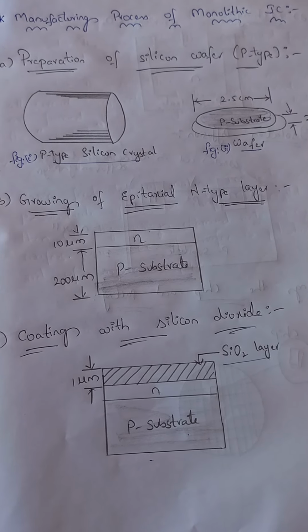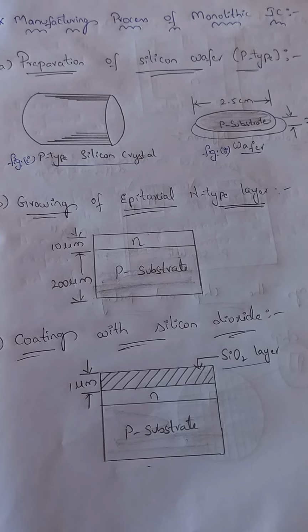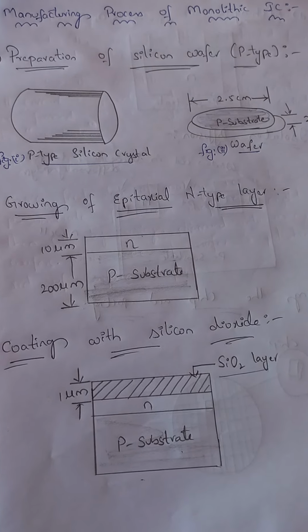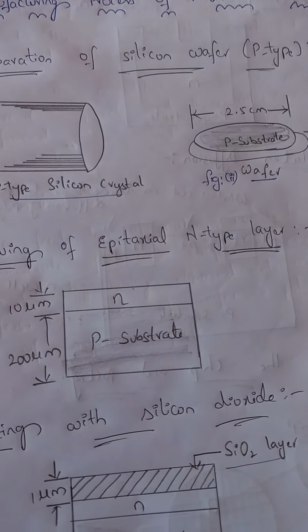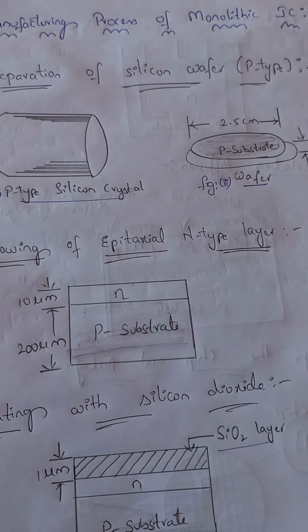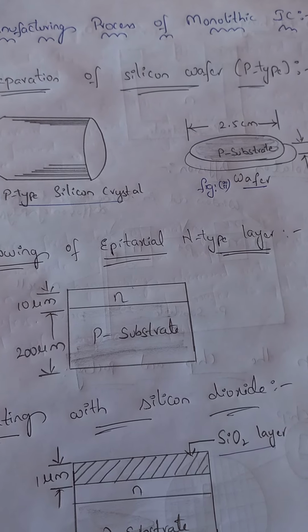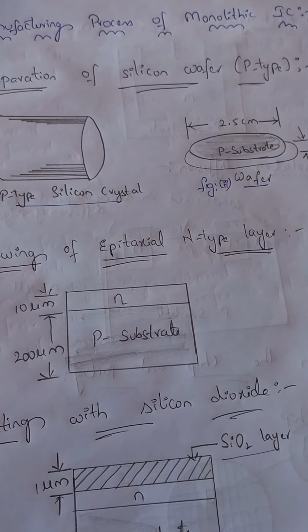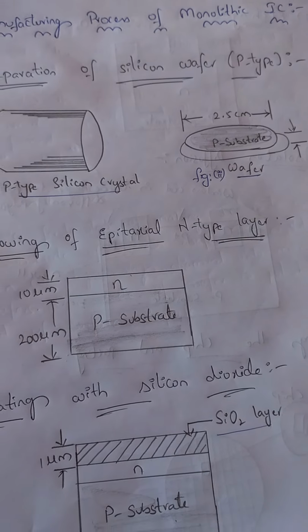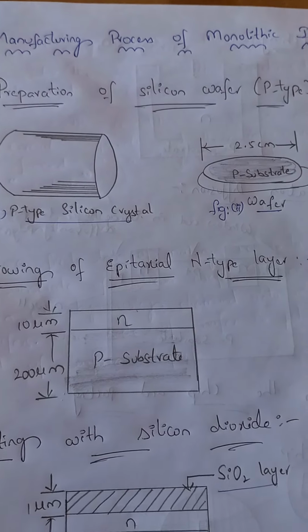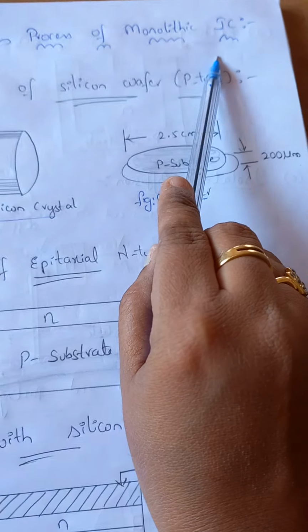In my next video lecture, I'm concentrating on the manufacturing process of monolithic IC. This manufacturing process of monolithic IC comes under the linear integrated circuit subject. Today I'm going to explain the processing steps for preparing the integrated circuit.